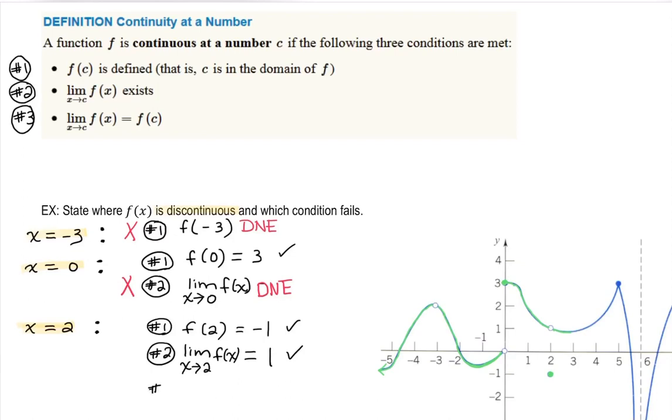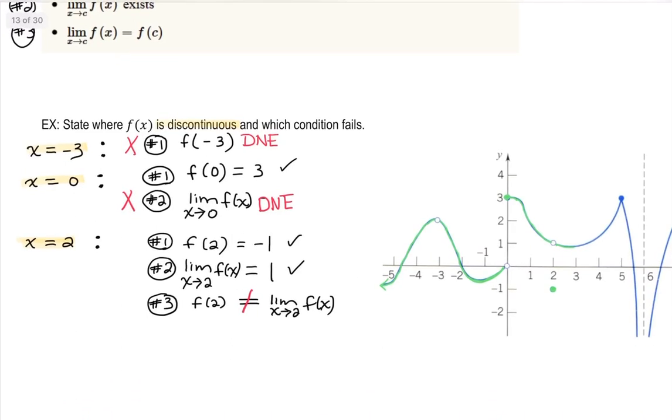So then I go on to step 3. This is where you're comparing the results that you have from step 1, where the function is defined, with step 2, where the limit exists. And obviously, these two are not equal, because f of 2, where the point is defined, was at -1, and where the limit existed was at 1. So those two aren't equal, so we failed at step 3. All right, let's keep it going.